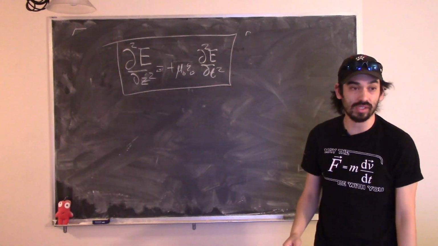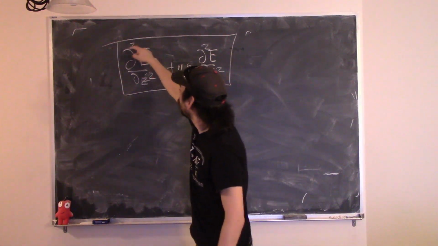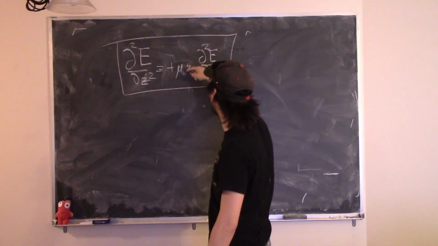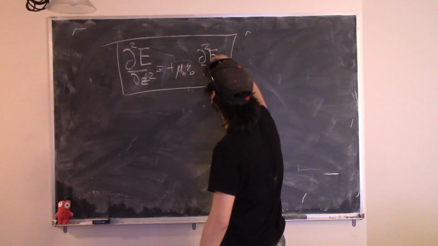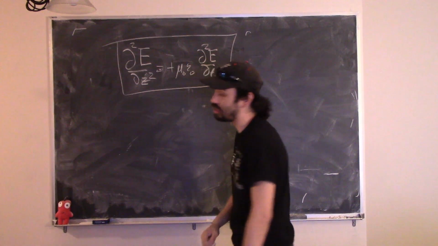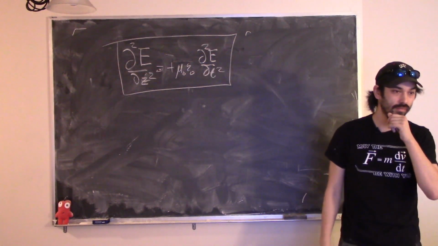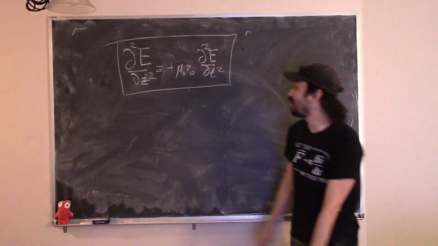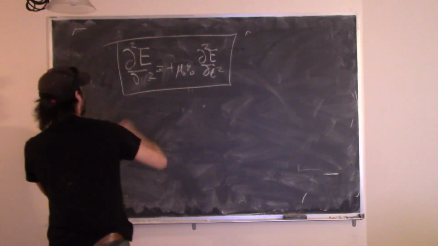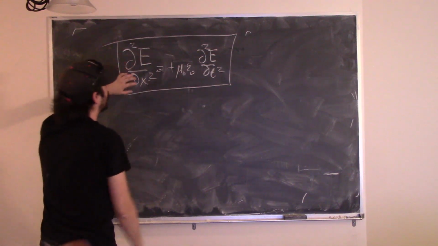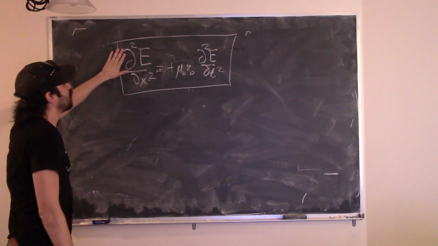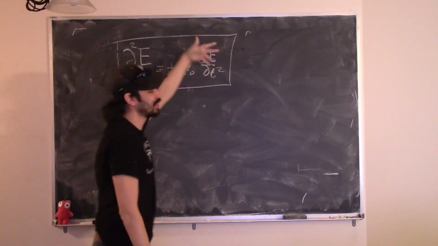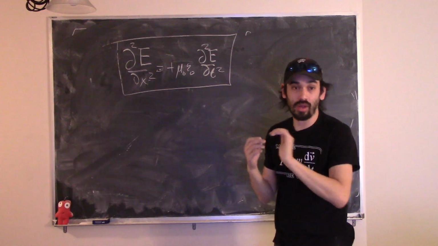Can I look at this and say I have some second spatial derivative acting on E, and this is equal to mu naught epsilon naught times a second time derivative acting on E? That's a wave equation. Can it be something other than dz on the left side? Yeah, it could. I could make this an x, or I could make it a y. As long as it's a second spatial derivative, and this is equal to mu naught epsilon naught times a second time derivative, that's still a wave equation.